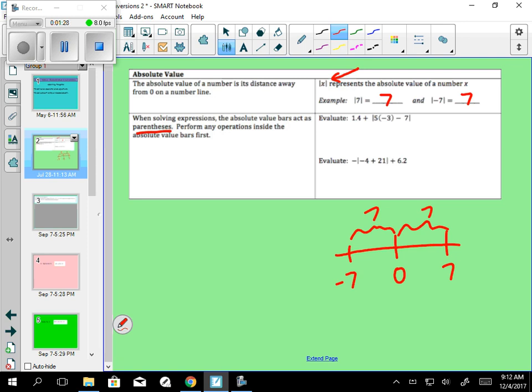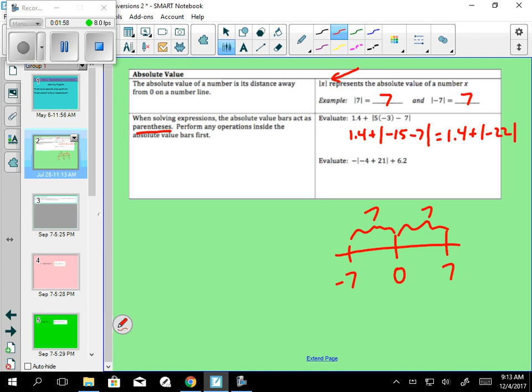So let's look at this first example here. We want to start evaluating this by starting inside these absolute value symbols. So looking inside there, we want to multiply before we subtract. Remember our PEMDAS we talked about. So this would be negative 15 minus 7. Okay, now we want to go through and subtract these two terms. So you've got 1.4 plus absolute value of, if we subtract those, negative 22.